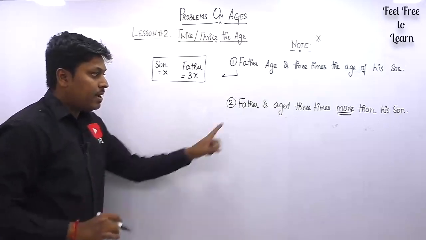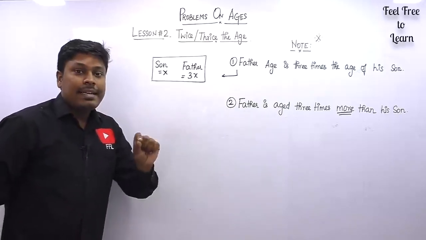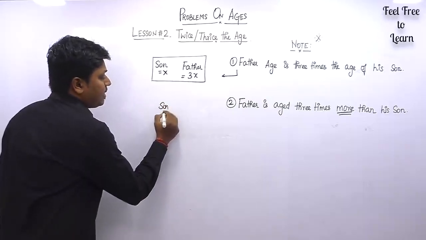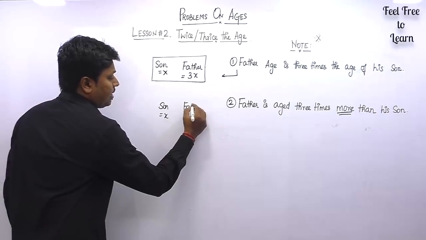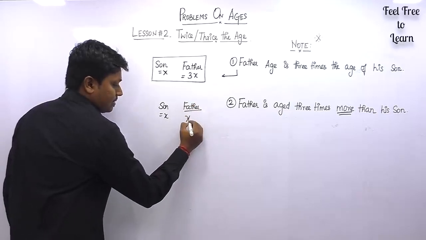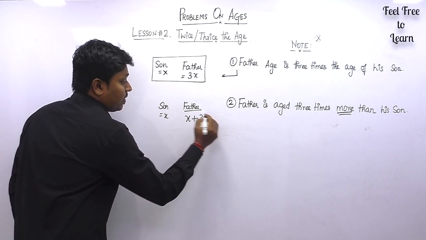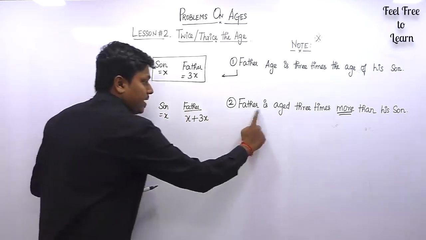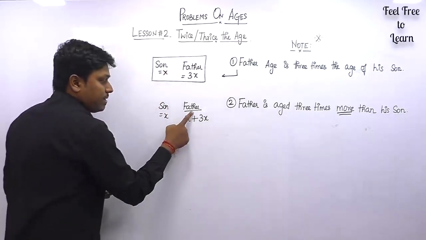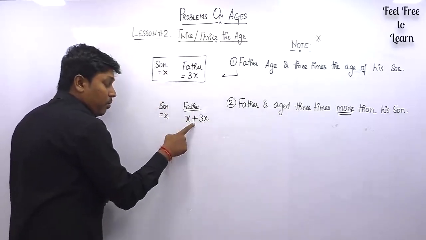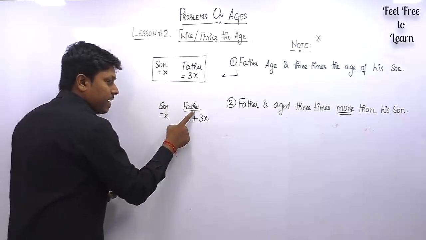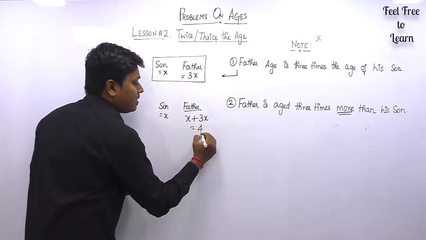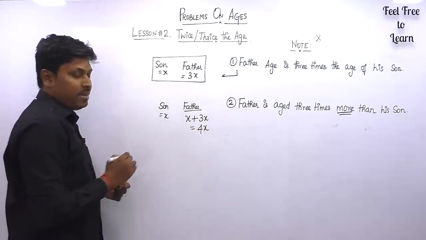Next, point number 2. Most important, see here. Father is aged 3 times more than his son. For example, if you take the son's age as x, then the father's age will be x plus 3x. Friends, got it? Listen here, most important: father's age is 3 times here, but father's age is 3 times more. The word more is important. So father's age is 3 times more than his son, so we can say the father's age here will be 4x and the son's age will be x.